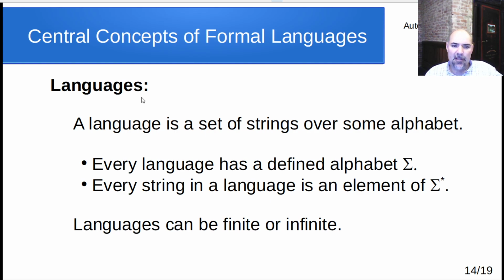In our case, a language in formal languages is just defined as a set of strings over some alphabet. And notice that a language is just a set of strings, and it has to be a set of strings over some particular alphabet. And remember, an alphabet has to be finite and non-empty.